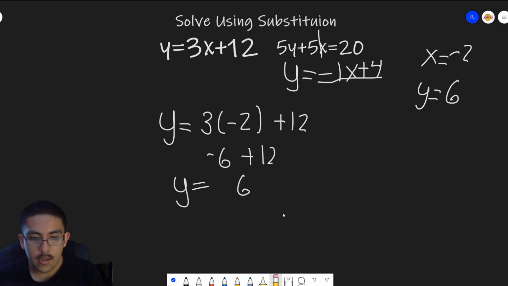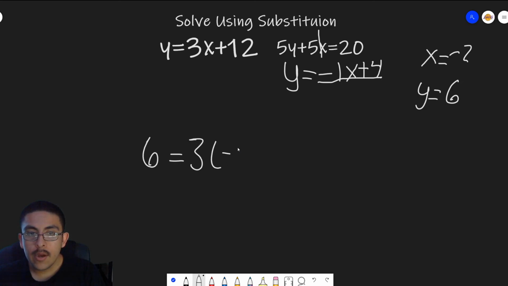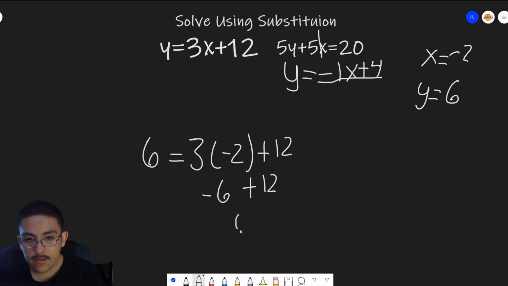Okay. And now, as we did before, let's check our work. So we could theoretically plug this into either equation and it should work. So let's use this one. Y is going to equal to 6. 3 times negative 2 plus 12. 3 times a negative 2 is negative 6 plus 12, minus 6 plus 12. Same thing as 12 minus 6 is going to give us 6. 6 is equal to 6, and that checks out.